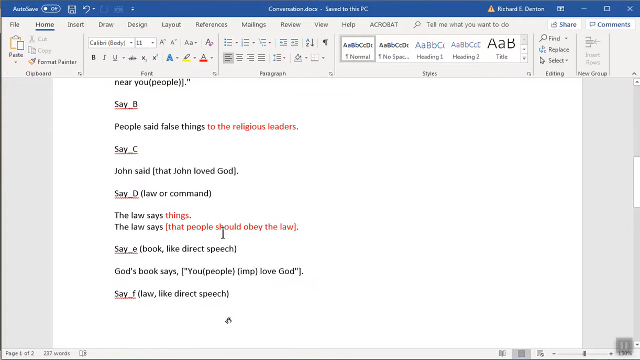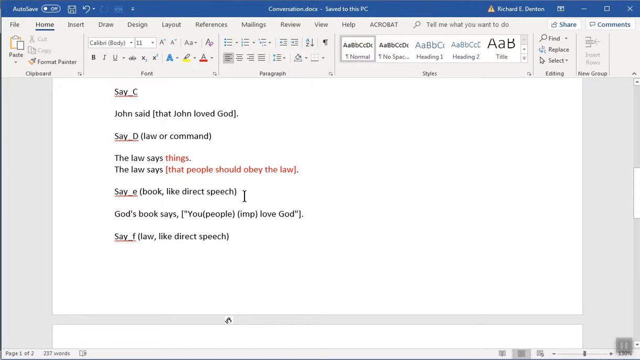Say C, this is for indirect speech. We had an example of that with tell. John said, left bracket, that John loved God, right bracket. Okay, so it's putting what's said, but indirectly, it's not a quote, in as a proposition. This would be the patient proposition in the brackets.